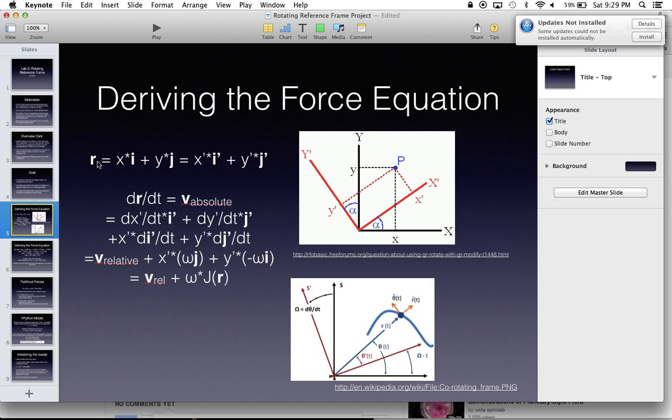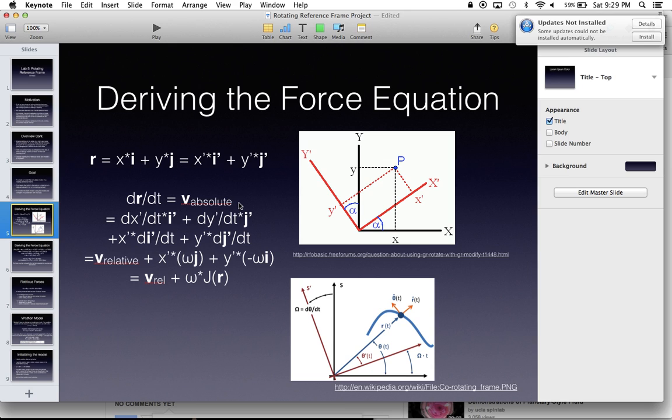But you can write a position vector in one of two ways. Either you're on the ground, where your unit vectors aren't changing, and it's just x i plus y j. Or from this rotated reference frame, the point is x' i' plus y' j'. These primes aren't time derivatives, they're just to symbolize that it's viewed from this other frame. So we can differentiate it to get, on one hand, the velocity measured from the ground. Differentiate this with respect to time.